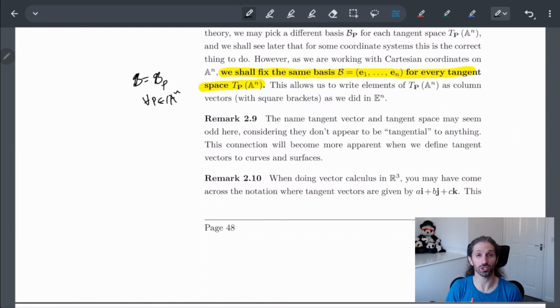But it could change, and this is the thing to be a little hesitant on. Now, a little remark: the names tangent vector and tangent space might seem weird.